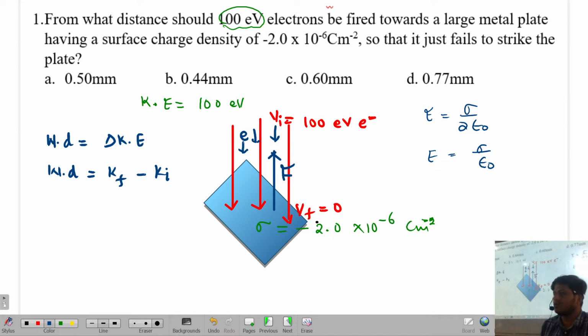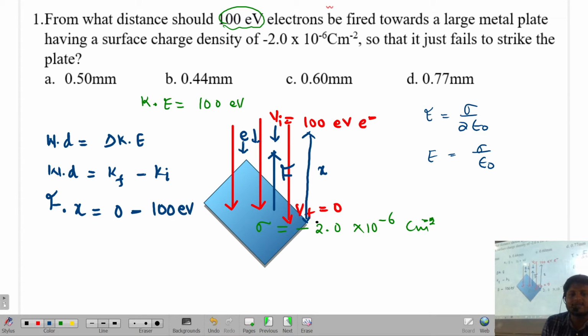So look over here. Work is done by the plate charges, yes or no? They will apply some kind of force on these electrons, and after traveling distance x, their final kinetic energy becomes zero, where the initial kinetic energy of them is 100 electron volts, yes or no? Now, is the displacement in the direction opposite to the force? So this work will also be negative or not? Tell me yes or no?